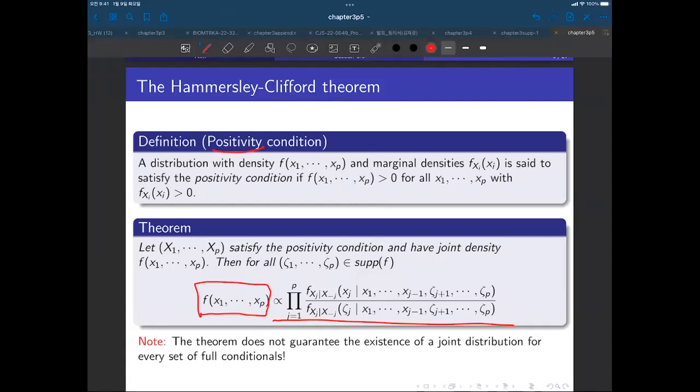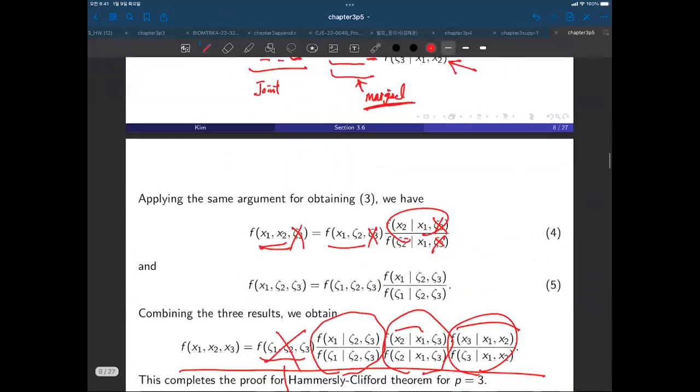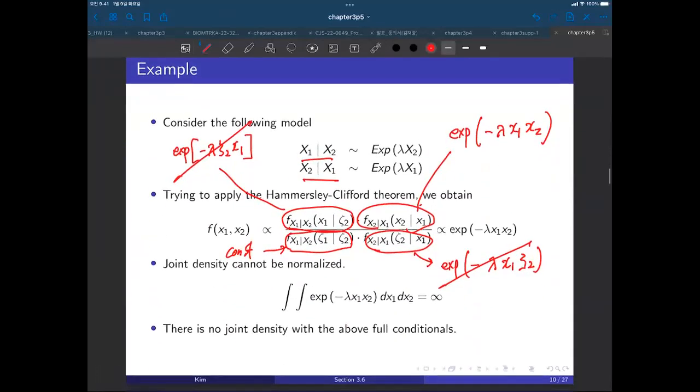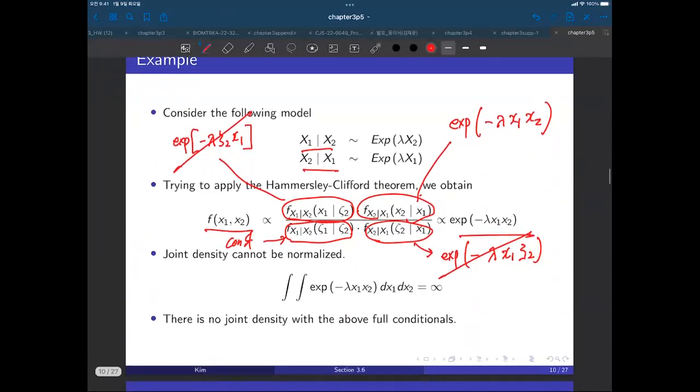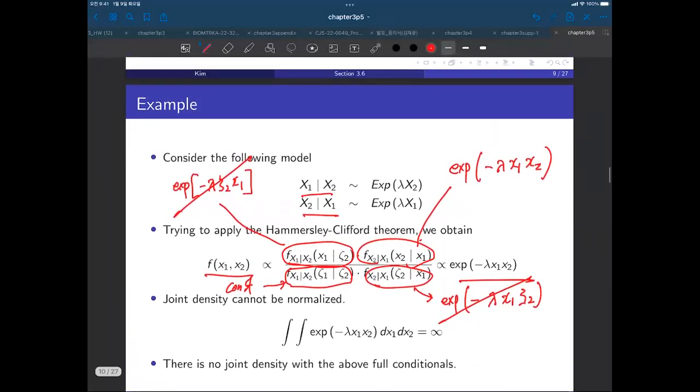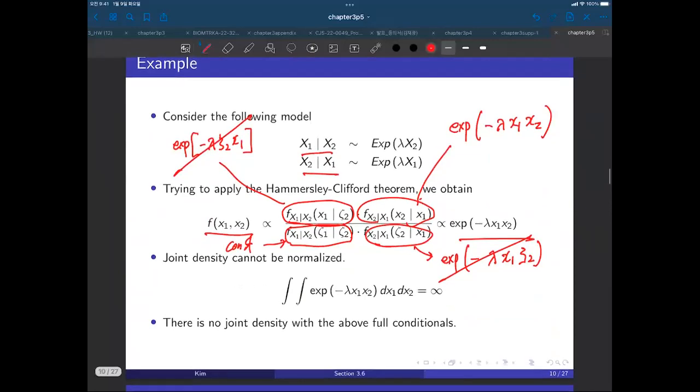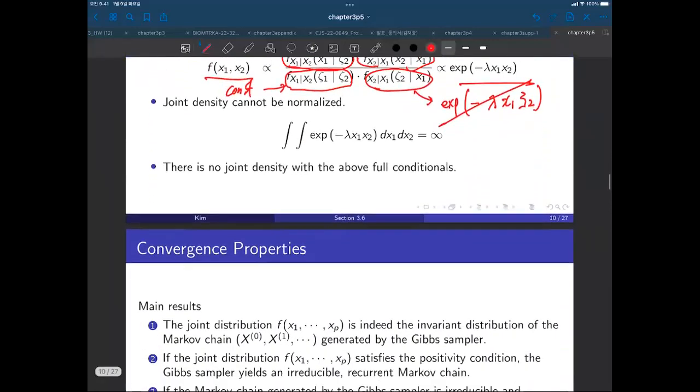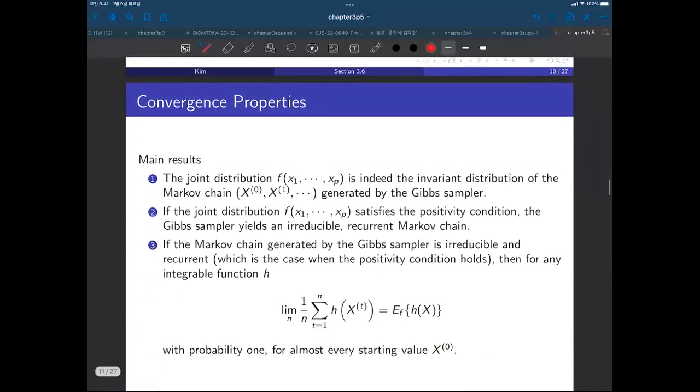This example is an example where the joint density does not exist. So that means this is not really correct. So in this example case, the Hammersley-Clifford theorem does not hold, because the joint density doesn't exist.